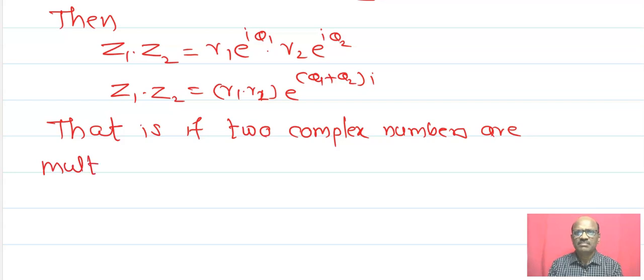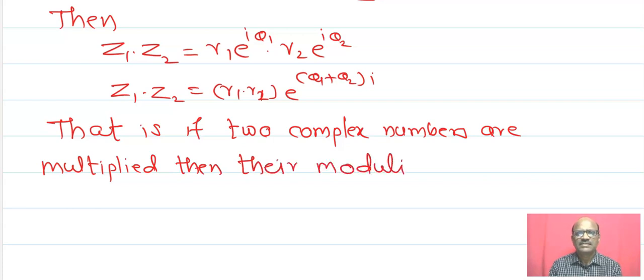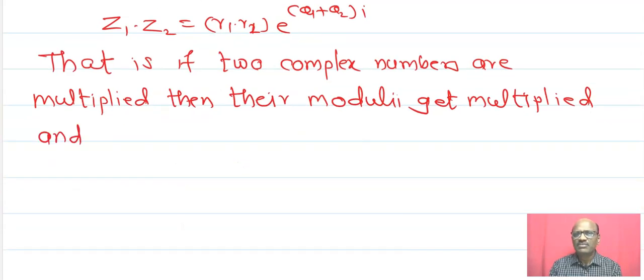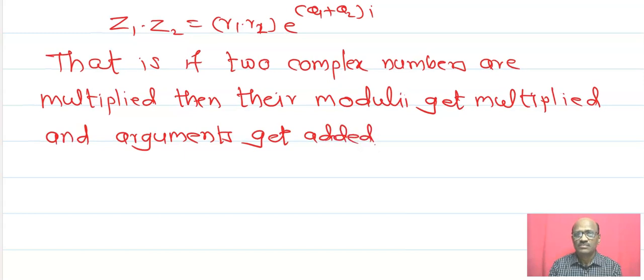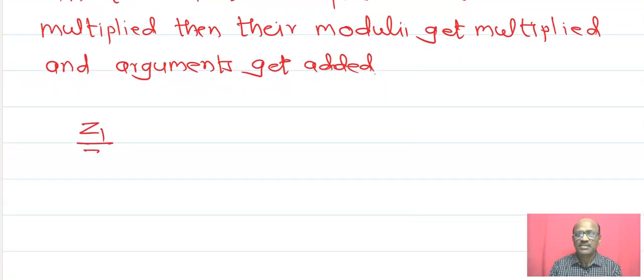That is, if two complex numbers are multiplied, then their moduli get multiplied, that is R1 into R2. This is the modulus of the complex number, and the arguments are added, that is theta 1 plus theta 2. This is for multiplication.